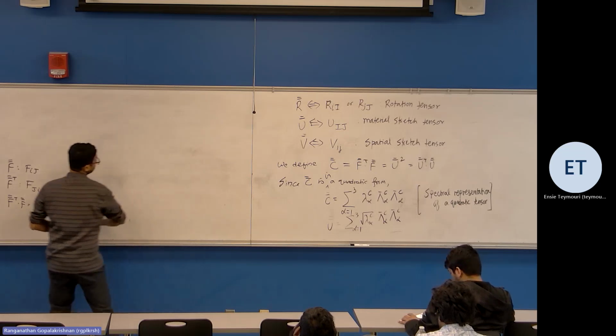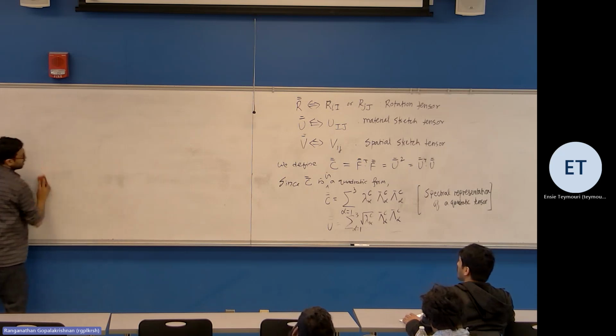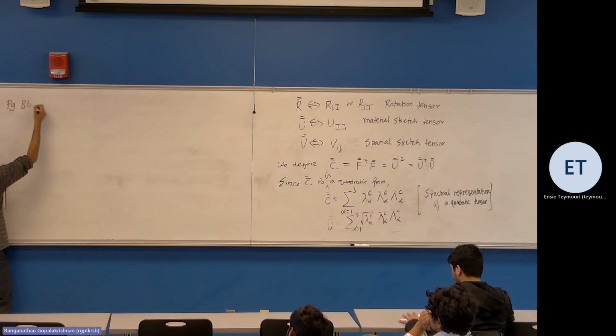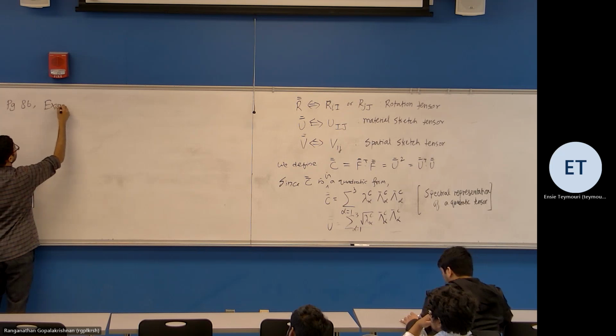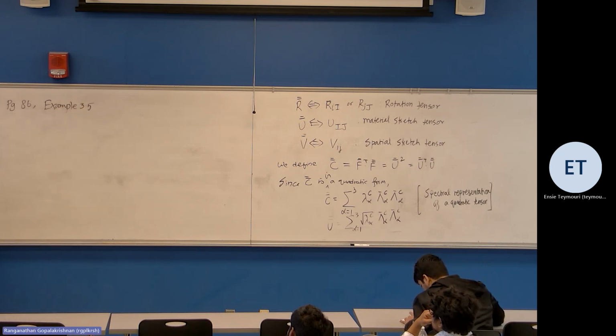So there is also a proof of this polar decomposition theorem, which I didn't go through. For our purpose, it's not really important. I thought knowing how to compute is more important. Okay. So example 3.5, page 86. What does it say?